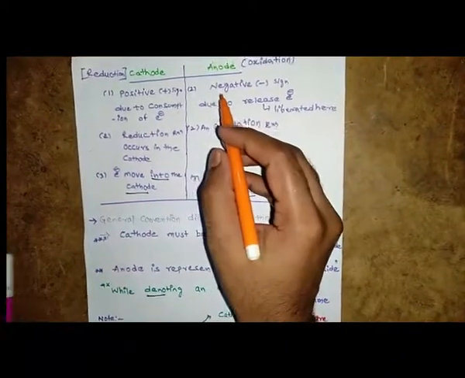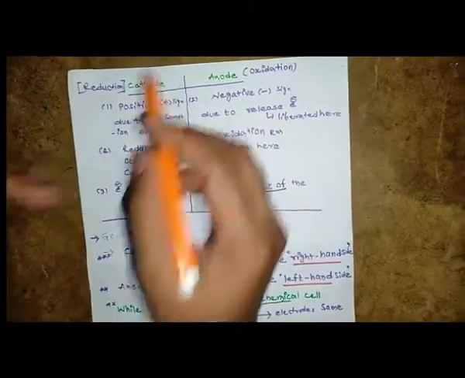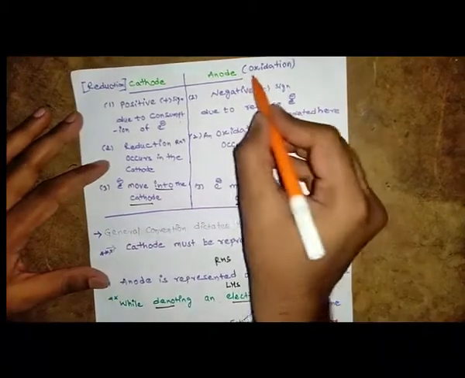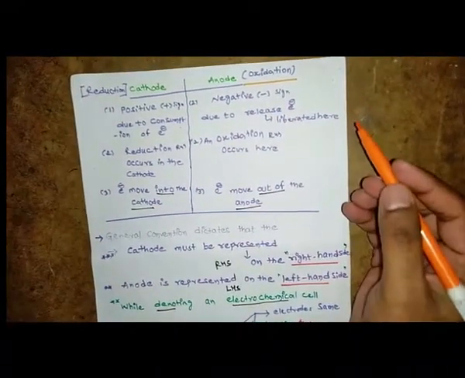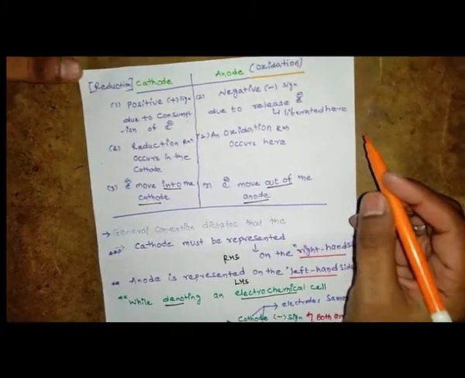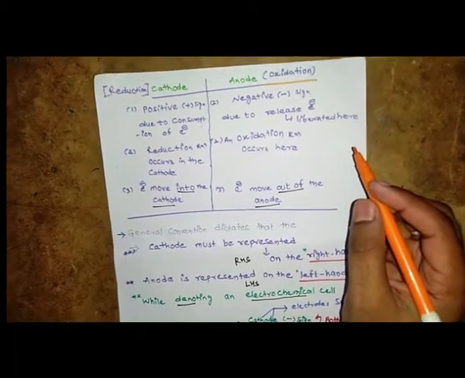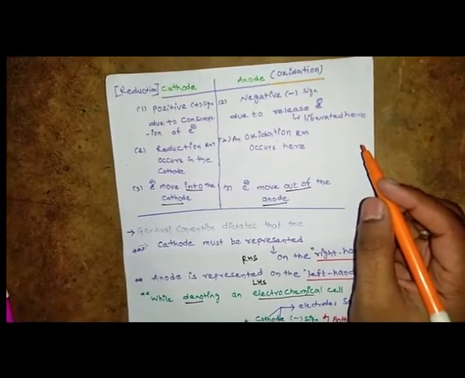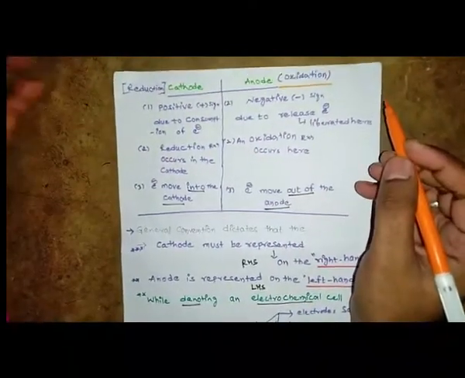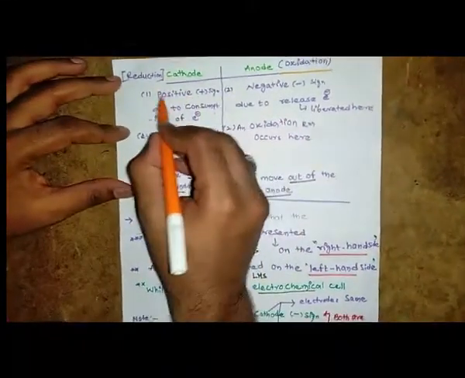Cathode and anode. At the cathode, we know that reduction occurs; at the anode, oxidation occurs. We already discussed this in the previous class, but there is a small difference here compared to the electrolytic cell. In the electrolytic cell we know that the cathode is minus and the anode is plus, but here the galvanic cell is different.